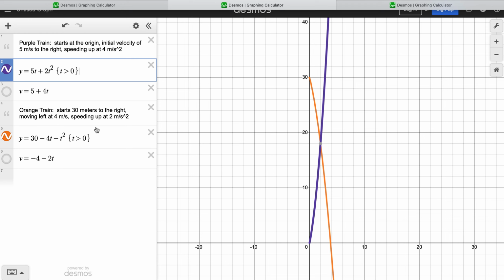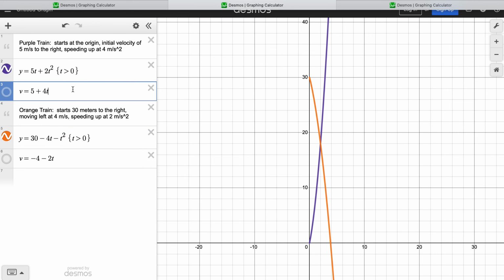The orange train starts 30 meters to the right, but it's moving left at 4 meters per second, but I do say it's speeding up at 2 meters per second squared. Think about that one. If it's speeding up, that means it's actually accelerating to the left. So 30 is the starting position. I'm moving left initially, so my V naught is -4, and then if I wanted to speed up, I got to put a minus sign there for the acceleration. The acceleration is negative, which means a decrease of velocity, but since velocity is -4, decreasing that will make that bigger, which will speed me up.